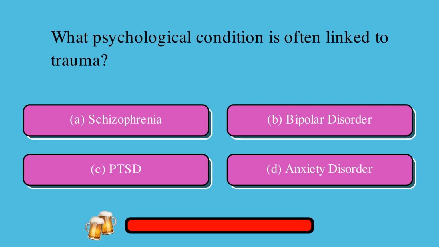What psychological condition is often linked to trauma? A. Schizophrenia, or B. Bipolar disorder, or C. PTSD, or D. Anxiety disorder. The correct answer is C.